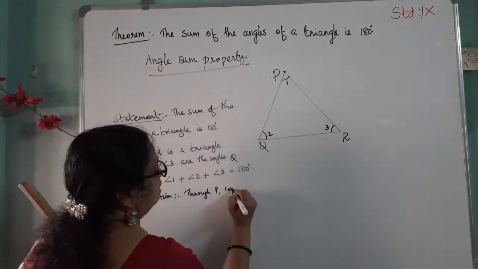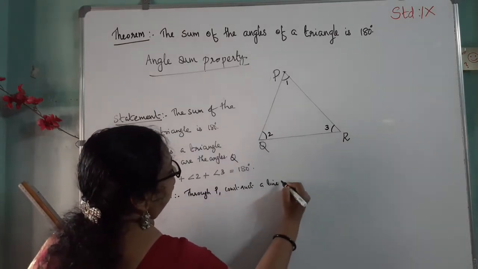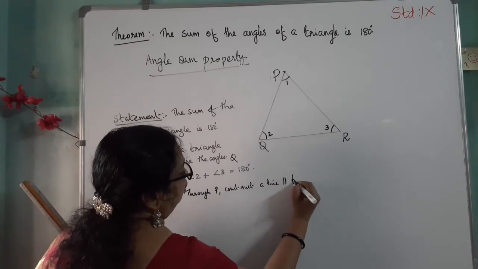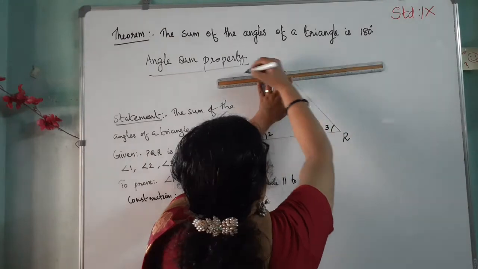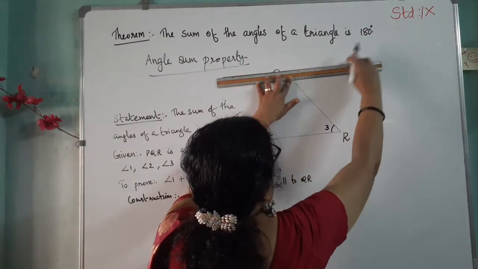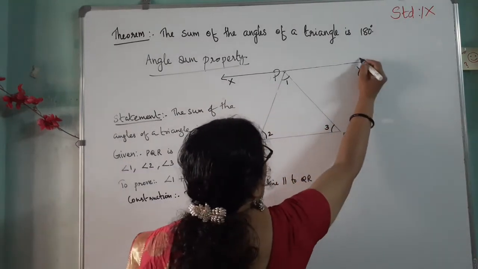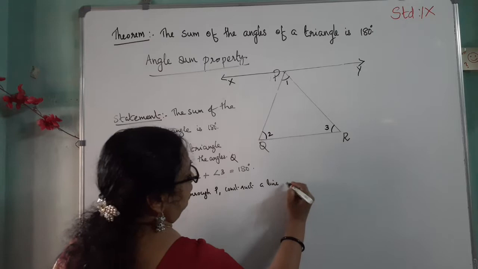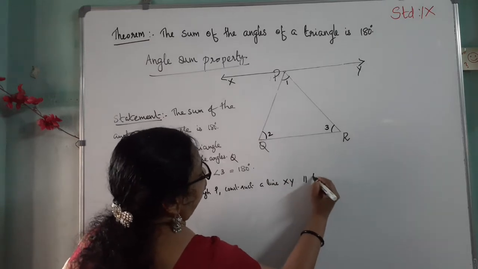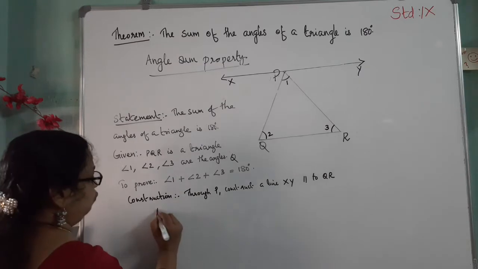Construction: through P construct a line parallel to QR. In this way we can construct a line through P. Let it be XY. So we construct a line XY parallel to QR. Then we can write the proof.